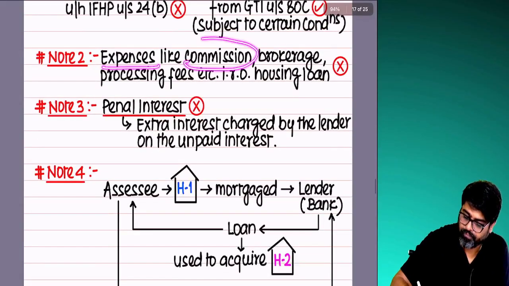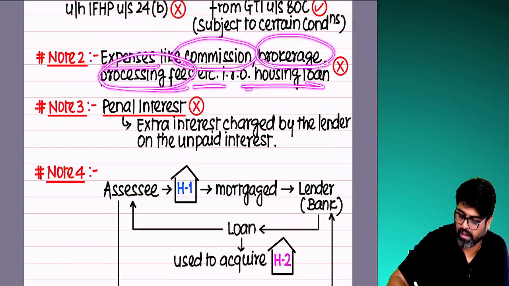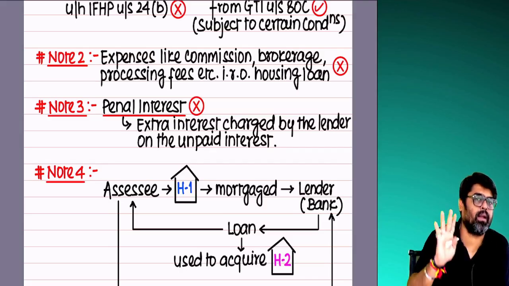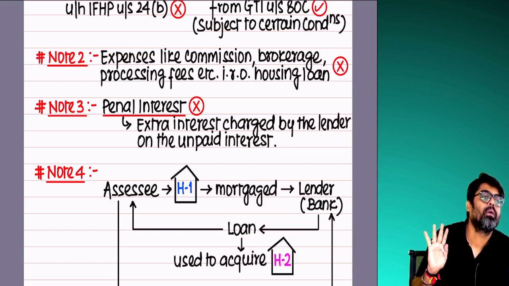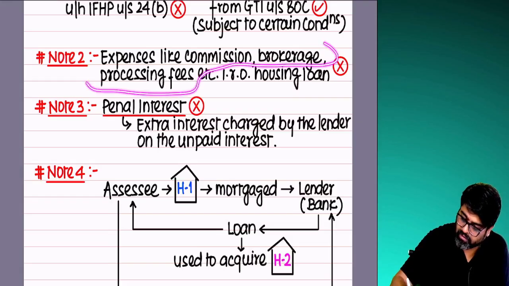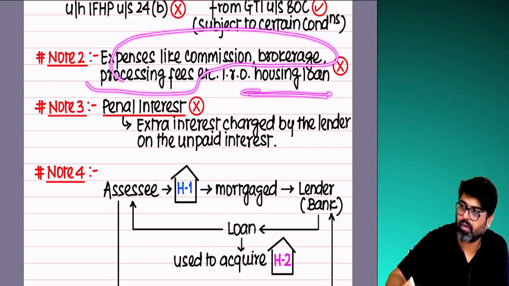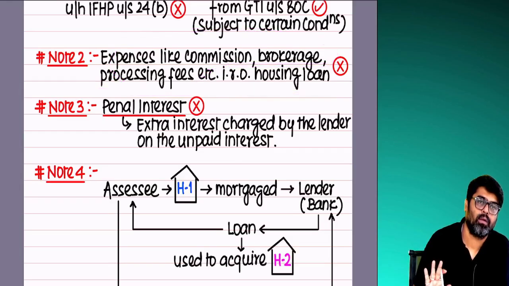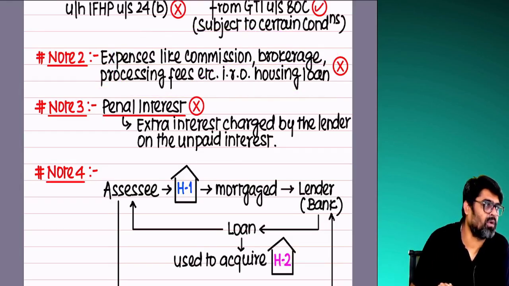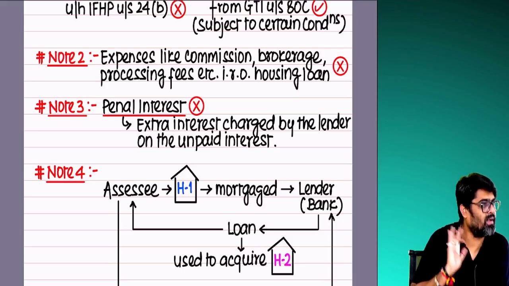Next one. Expenses like commission, brokerage, processing fees, etc. in respect of housing loan will be allowed or will not be allowed? Only the interest on housing loan can be claimed as a deduction. Yes or no? Even if all these expenses are incurred for your housing loan only, are they in the nature of interest? No. So they will not be allowed as a deduction.